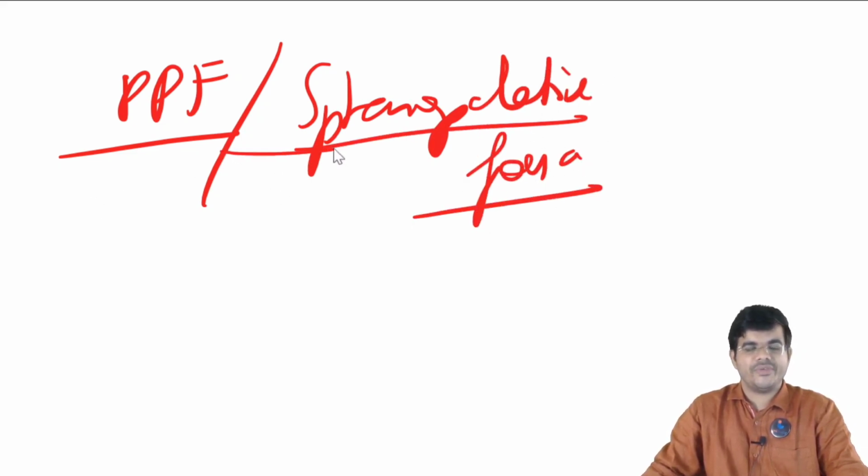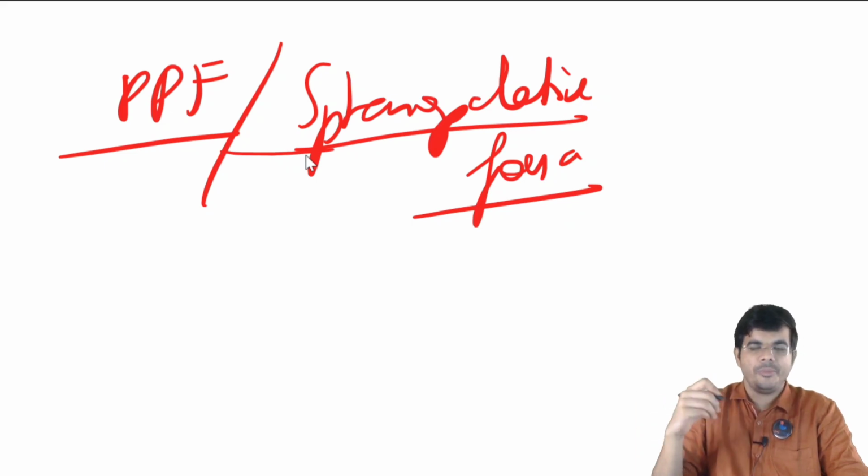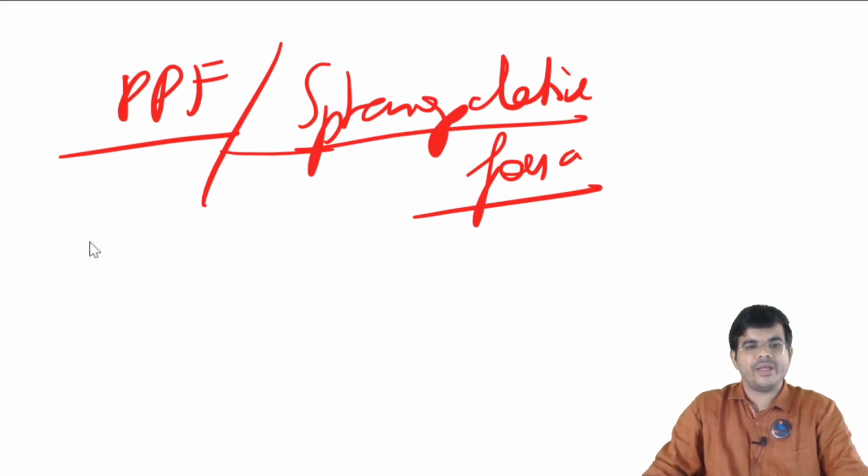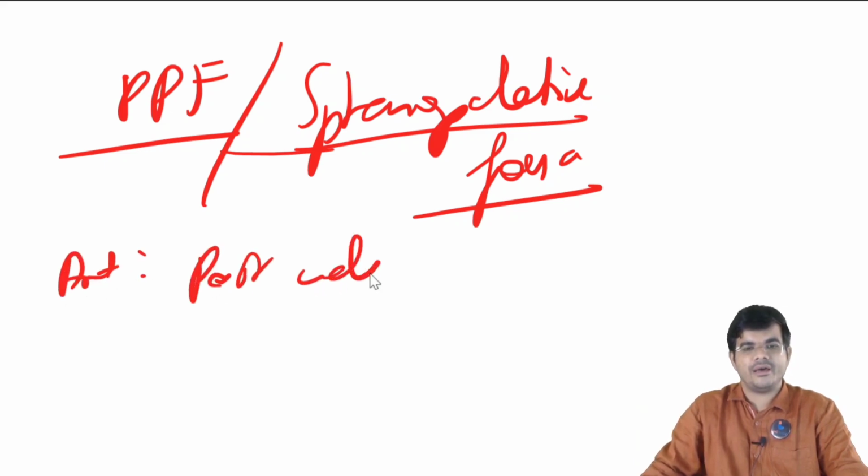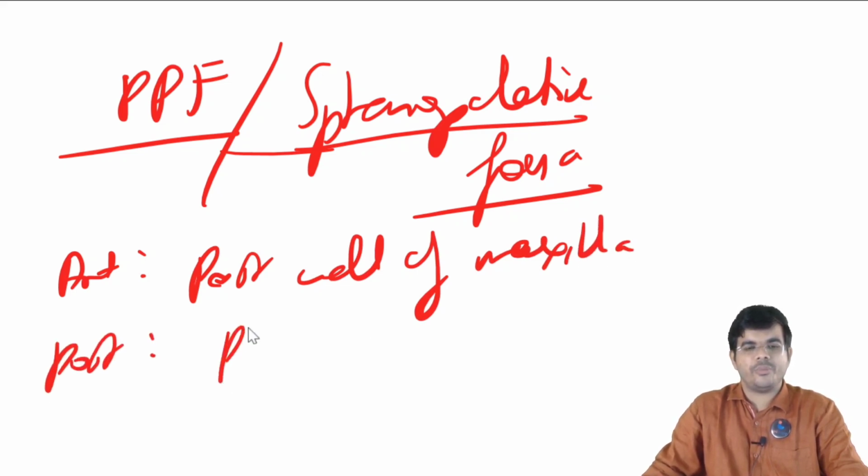It is a fossa which is seen behind the maxilla. So what are the boundaries? Anteriorly you have the posterior wall of the maxilla. Posteriorly you have the pterygoid plates.